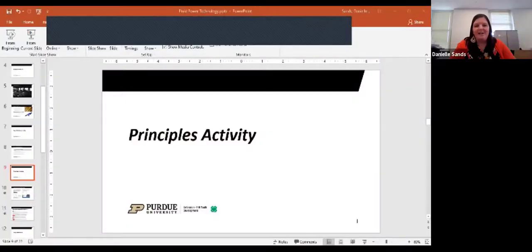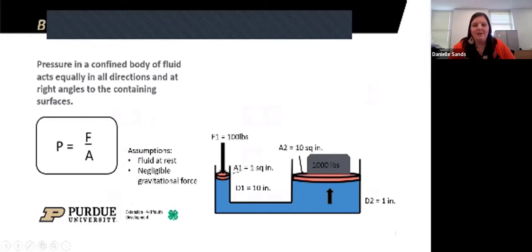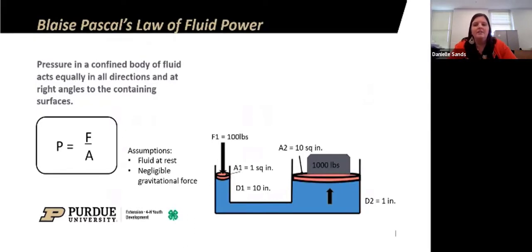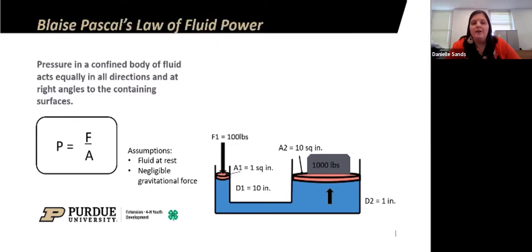So now the fun part, and kind of tricky. Pascal's law. So you learned a lot about Pascal's law in the last activity. Pressure in a confined body of fluid acts equally in all directions at right angles to the containing surfaces. So that's a long way to say that obviously the pressure is equal everywhere. This pressure is equal to the force divided by the area. So this is where you may want to make some notes in your notebook. And if you're ready, I have some more equations to have you write down. And this is all assuming that the fluid is at rest, so it's not currently flowing, and there's negligible gravitational force. So nothing is pushing against it or pulling it.